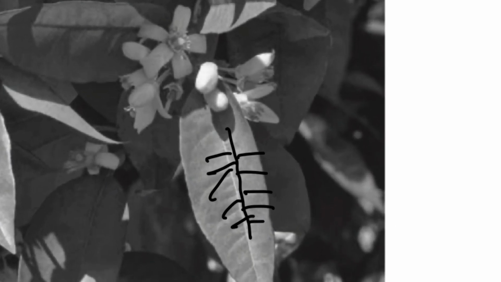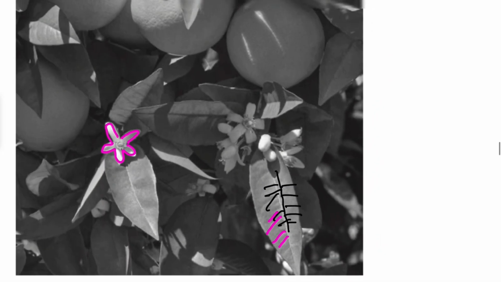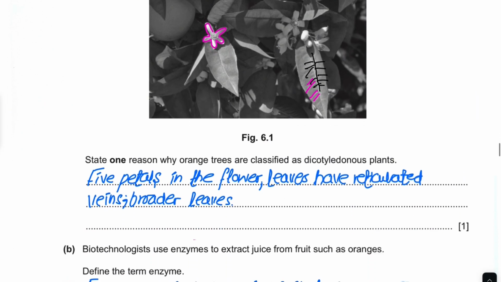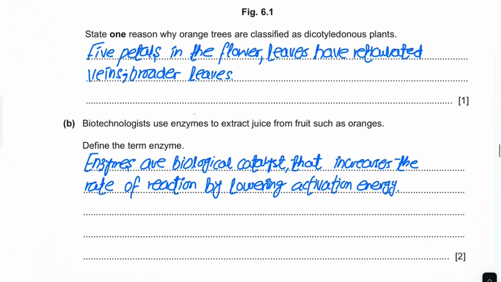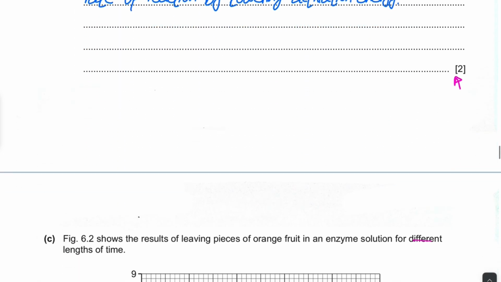And if I were to zoom further and show you the leaves, there are a lot of reticulations that we see here. So that again goes for the dicotyledonous plant. Since the marks are two, you have to write any one from here. And they again say that biologists use enzymes to extract juice from fruits such as oranges, and we are required to define the term enzyme for 2 marks. So we would say enzymes are biological catalysts. They increase the rate of reaction by lowering the activation energy.